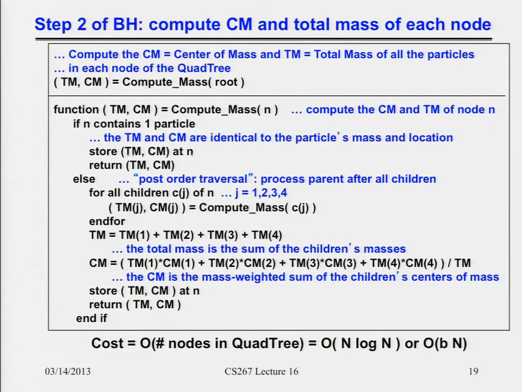And so how much does it cost? It's simply the number of nodes in the tree. I touch each node of the tree once. So how many nodes in the tree are there? As we said before, it's either n log n in the worst case if it's kind of uniform, or n times the number of bits if it's very non-uniform. Okay, so this is sequential code, but let's understand the sequential algorithm before we do the parallel algorithm.